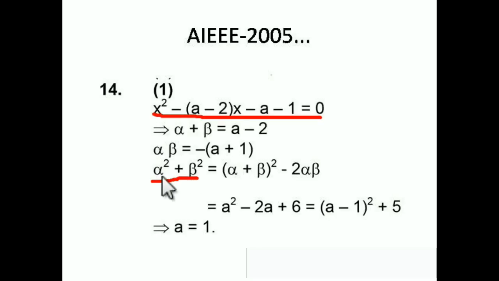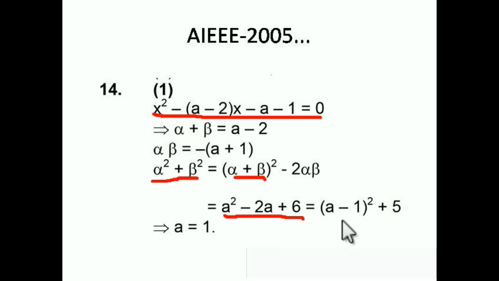Now we all know that alpha square plus beta square is alpha plus beta whole square minus 2 alpha beta. I just subtract the middle term of alpha plus beta whole square, that is 2 alpha beta. Alpha plus beta is a minus 2, whole square, and minus 2 alpha beta, where alpha beta is minus a plus 1. So just put these values here and we get a square minus 2a plus 6 as the value of alpha square plus beta square. We have to find out the minimum value of that.